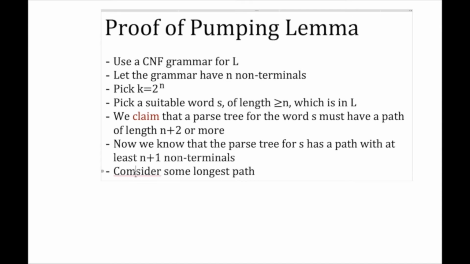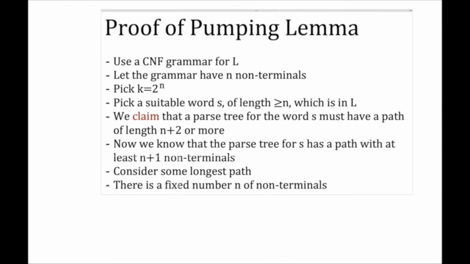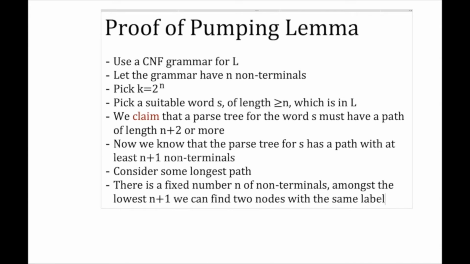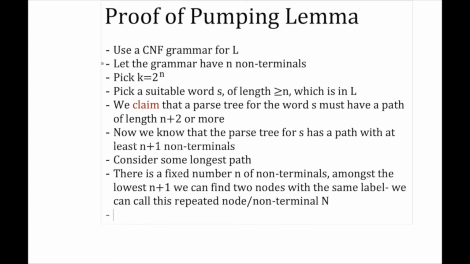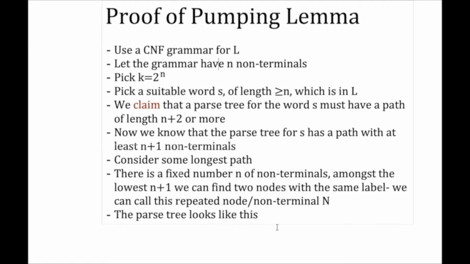Consider the longest path, so surely there are at least n plus 1 non-terminals along the longest path. Remember, n is the number of different non-terminals, so along the last n plus 1 non-terminals on that path, we can find 2 nodes with the same non-terminal label. We can say that this non-terminal is capital N, meaning at least one non-terminal appears twice in the parse tree. So this is what the parse tree will look like.